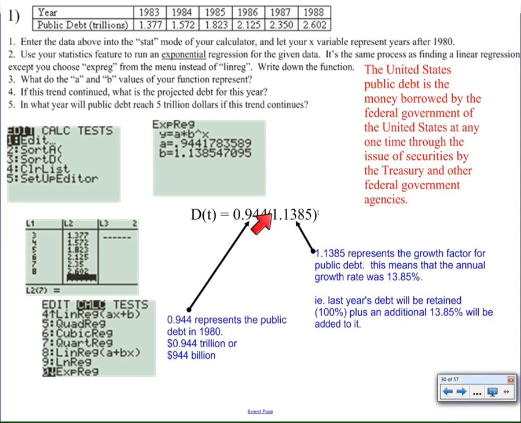The 1.135 is the growth factor, because it's being multiplied over and over again every year after 1980. As I said, that means the annual growth rate was 100% less than that. So instead of 0.1385, we write that as 13.85%. Last year's debt will be retained. That's 100% of last year's debt, plus an additional 13.85% of the debt added to it. So that's how we interpret the values A and B in context.